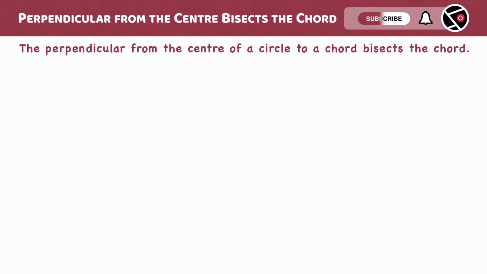In this lesson, we will prove a fundamental circle theorem. The perpendicular from the center of a circle to a chord bisects the chord.